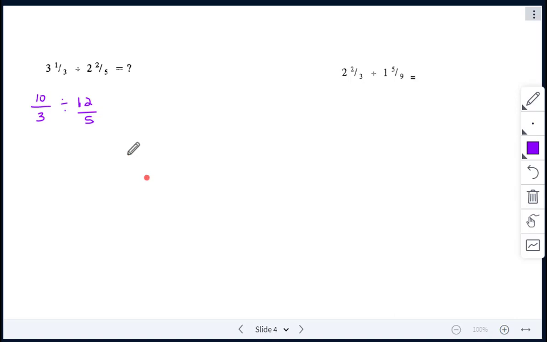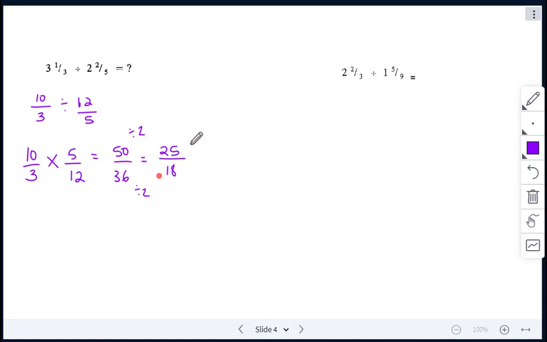All right, now we would go ahead and flip our second fraction. So 10 over 3 stays the same. 12 over 5 gets flipped to 5 over 12. And now we multiply. All right, so again, you can just multiply your numerators together. 10 times 5 is 50. 3 times 12 is 36. And then you would reduce. You can reduce the top and bottom by dividing by 2. That gives me 25 over 18.